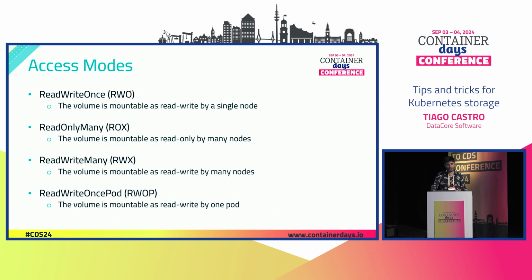So there's different access modes. What does the access mode actually mean? For example, read-write once means that the volume is mountable as read-write by a single node. Read-only many is read-only by many nodes. Read-write many is read-write by many nodes. And read-write once pod, read-write by one pod. And this is actually interesting, that a lot of users get confused with this, me initially included. And we're going to see later what the issue is.